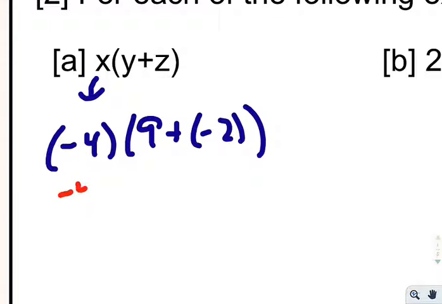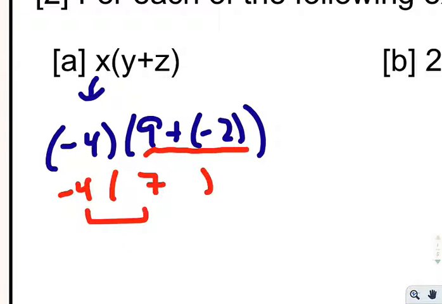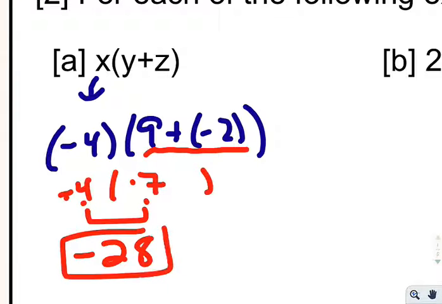So we have this negative 4 on the outside. We have 9 plus negative 2 on the inside. I can solve that. 9 added to negative 2 is going to end up being a 7. Well, now we have just negative 4 times 7. That will be negative 28. 4 times 7 is 28. One negative, one positive makes the whole thing a negative.